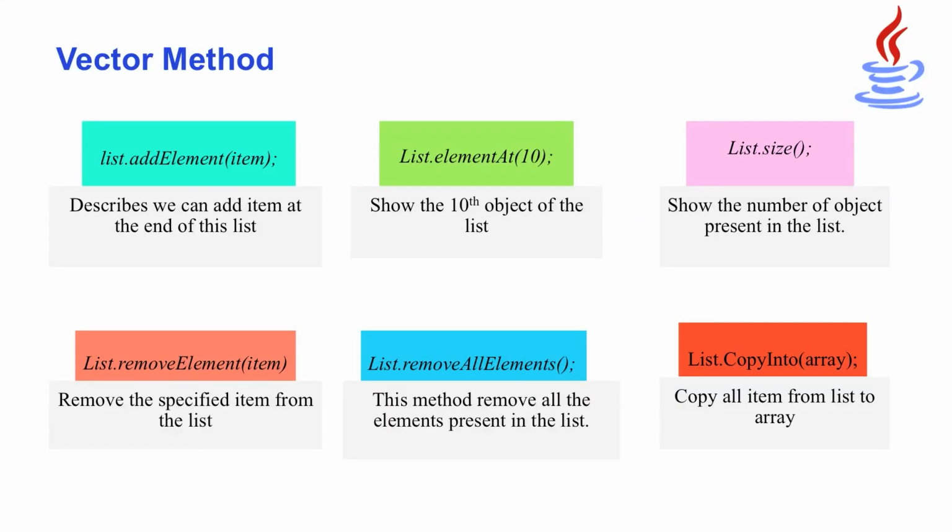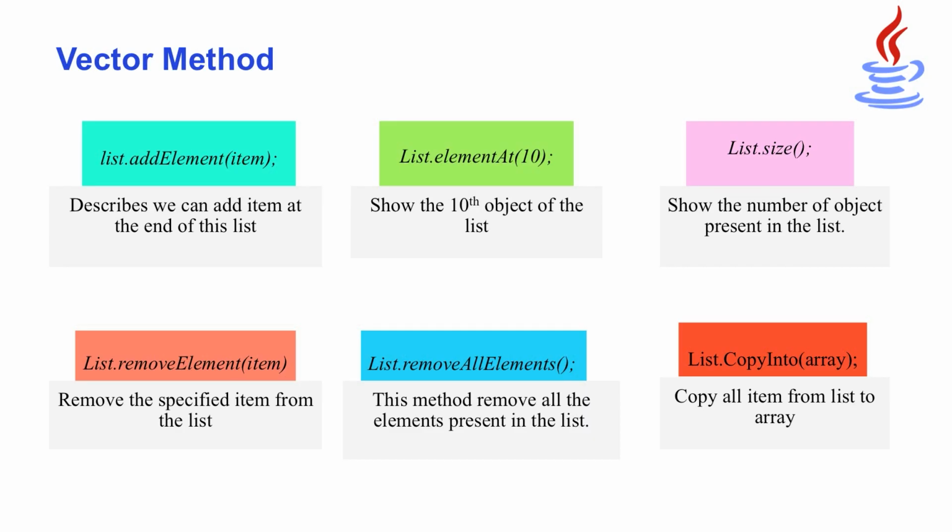Now let us talk about vector methods. I have mentioned a few of them. The first one is list.addElement. This method adds an item at the end of the list. Next is list.elementAt(10). This method shows the 10th element of the list. Next is list.size, which shows the number of objects present in the list.